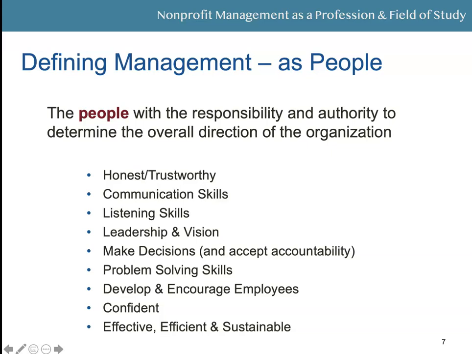We want managers to have good problem-solving skills, to develop and encourage employees and be a good boss. We want them to be confident. And of course, we want managers to be effective, efficient, and sustainable, in that you're not just a good manager once in a while, that you are a good manager all the time.